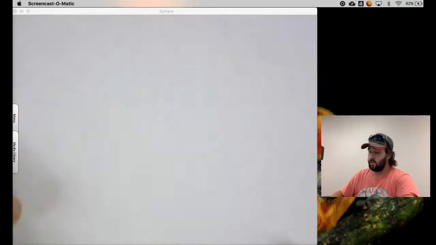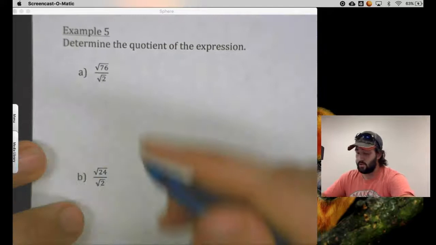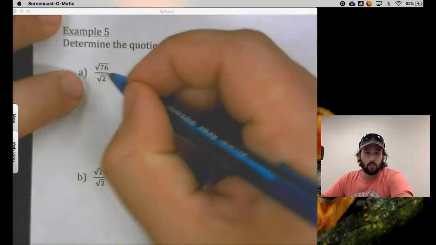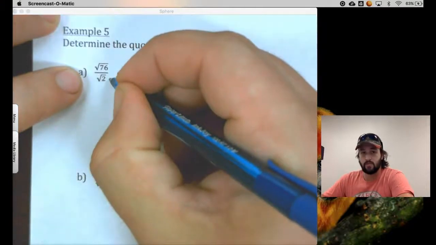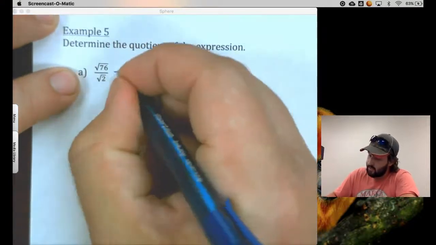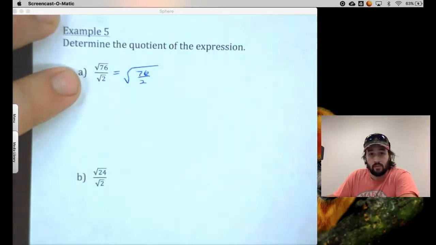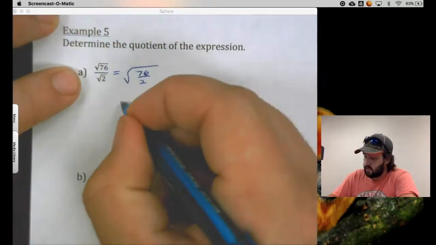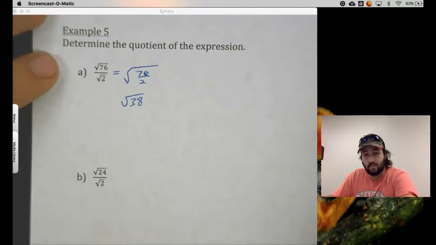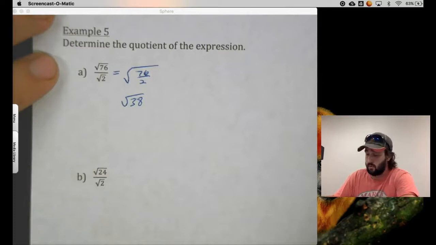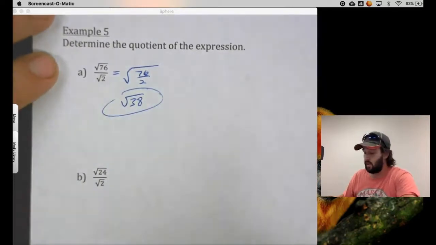All right, moving on. So we have determined the quotient of the expression. Notice I have division here. So what can happen is that since I have the square root of something divided by the square root of something else, it's the same thing as saying the square root of those two things divided by each other. So I do 76 divided by 2 is 38. And then I would see if that simplifies, but that's 2 times 19. 19 and 2 are both prime numbers, so that's as far as I can go. I'll just leave that root 38.